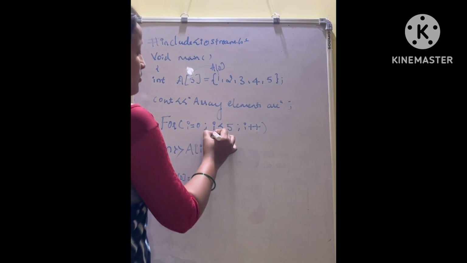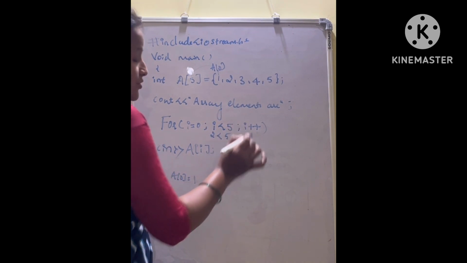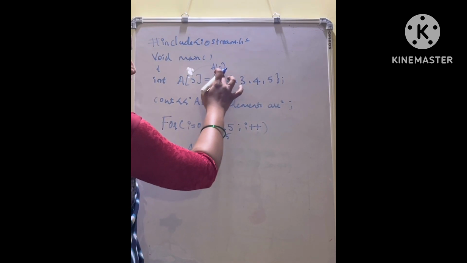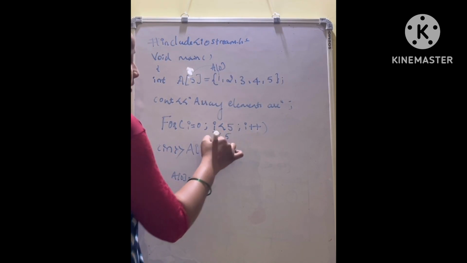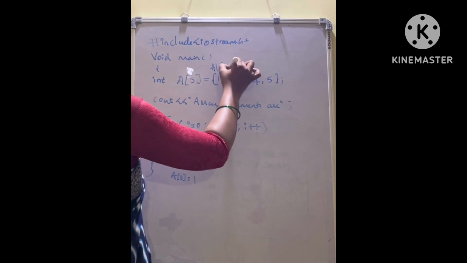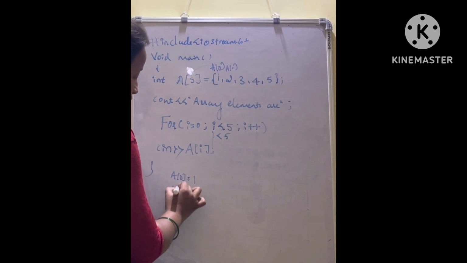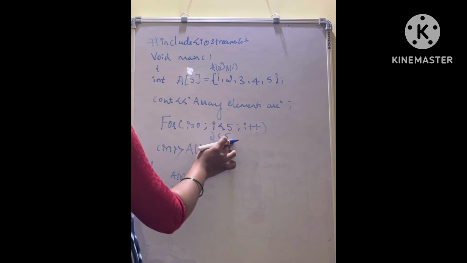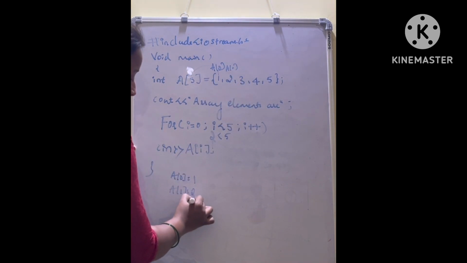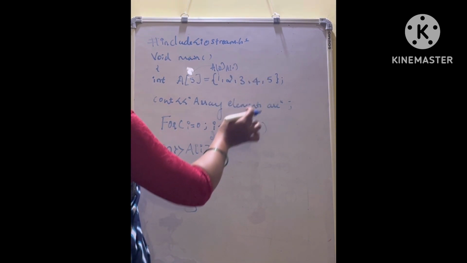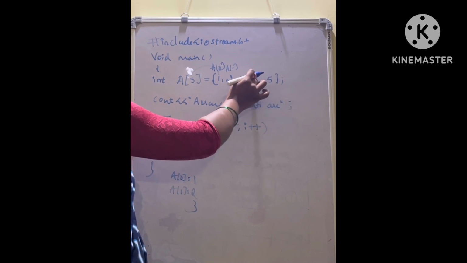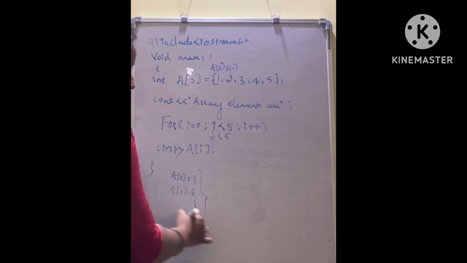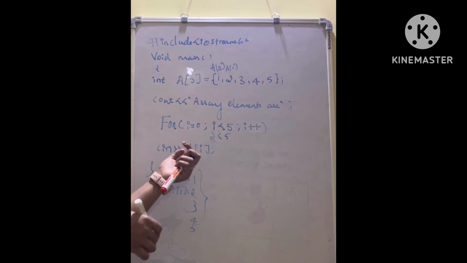So what did i become now? 1. 1 is less than 5, the condition is accepted. Next, print the value of a of 1, which is 2. Next i is incremented and becomes 2. 2 is less than 5, so again a of 2 is 3. Again it's going to print a of 3 and a of 4. After that, i becomes 5 and the condition fails. So all the variables will be printed using this for loop.